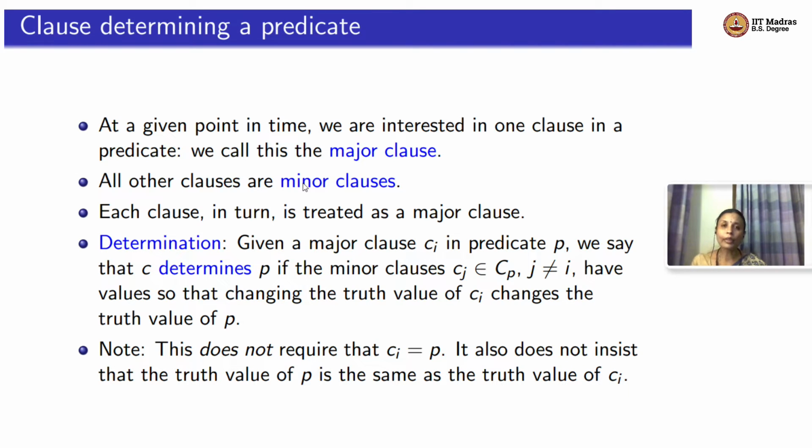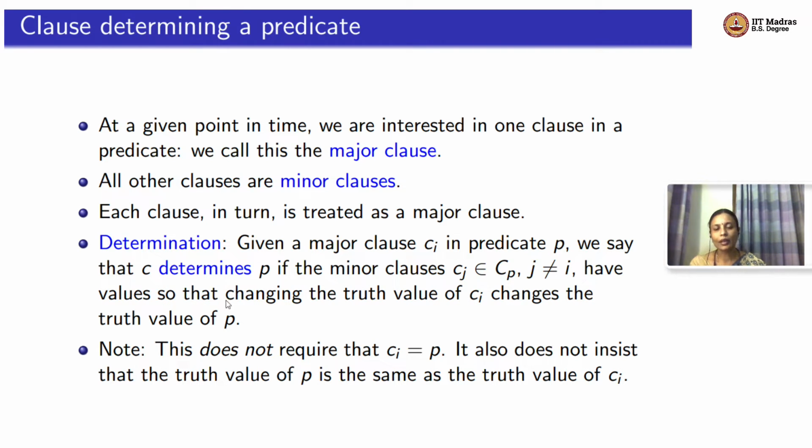Now let's formalize when this major clause that we are going to focus on determines the predicate P. So given a major clause Ci in the predicate P, we say, sorry, there's a typo here, please read this as Ci. We say that Ci determines P if all the minor clauses, the other clauses, let's call them all Cj, the collection of Cj's such that j is not equal to i, have values such that changing the truth value of Ci changes the truth value of P.